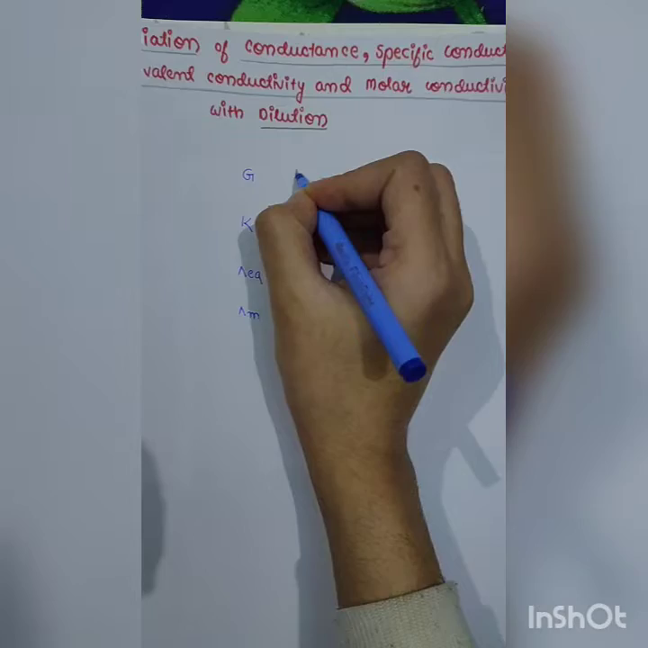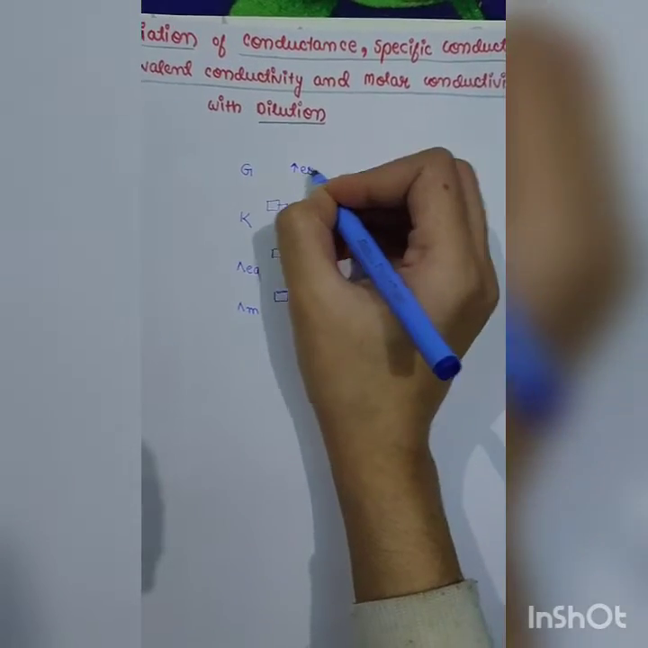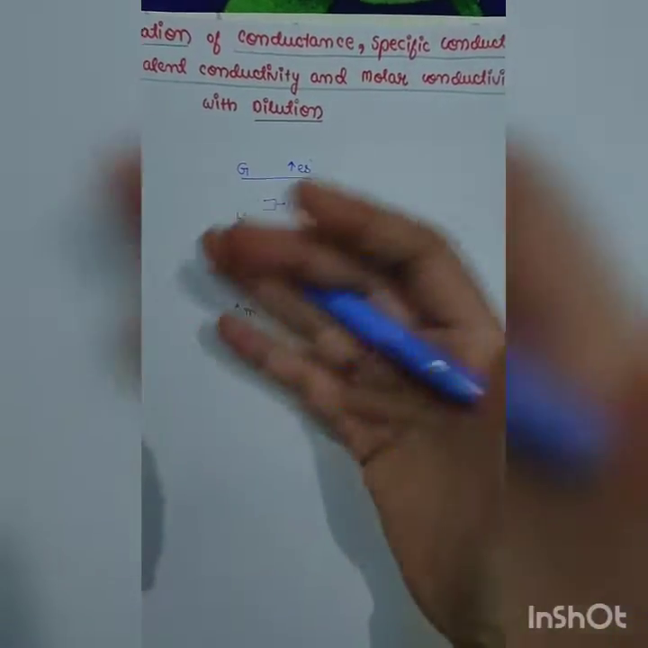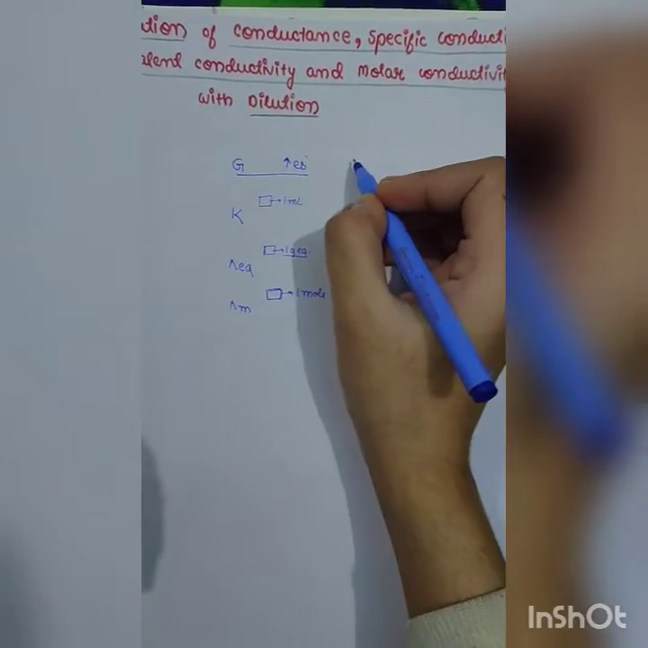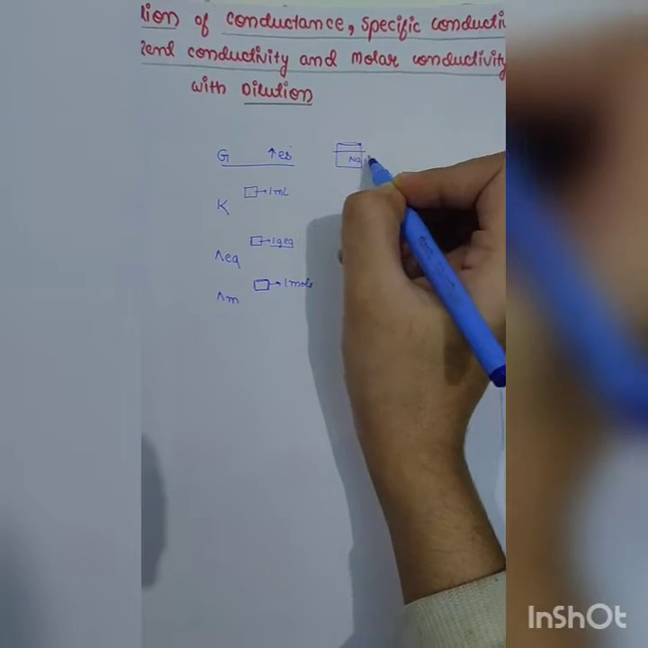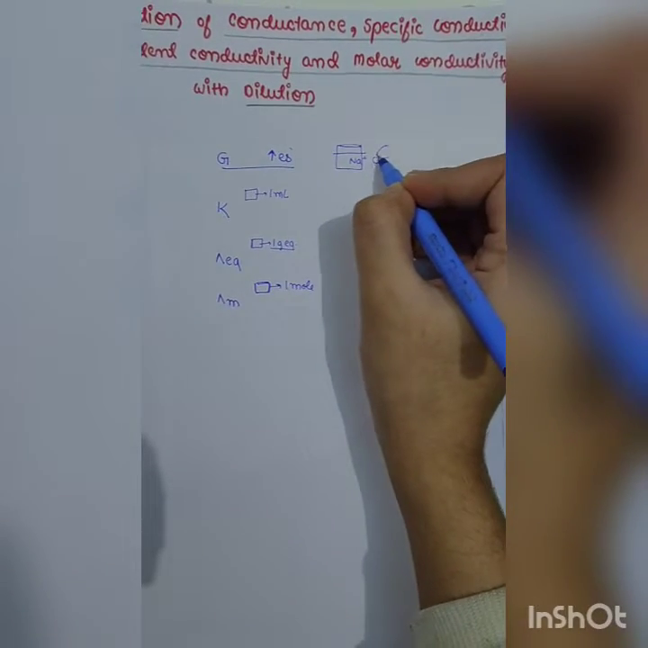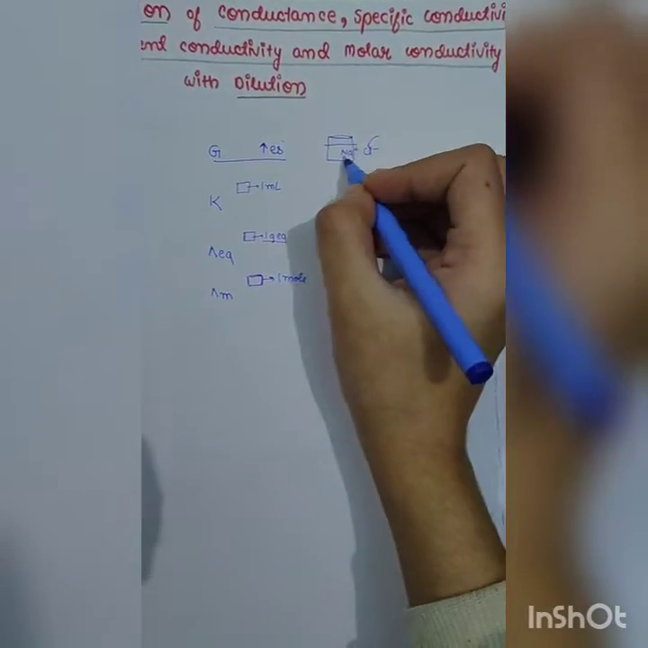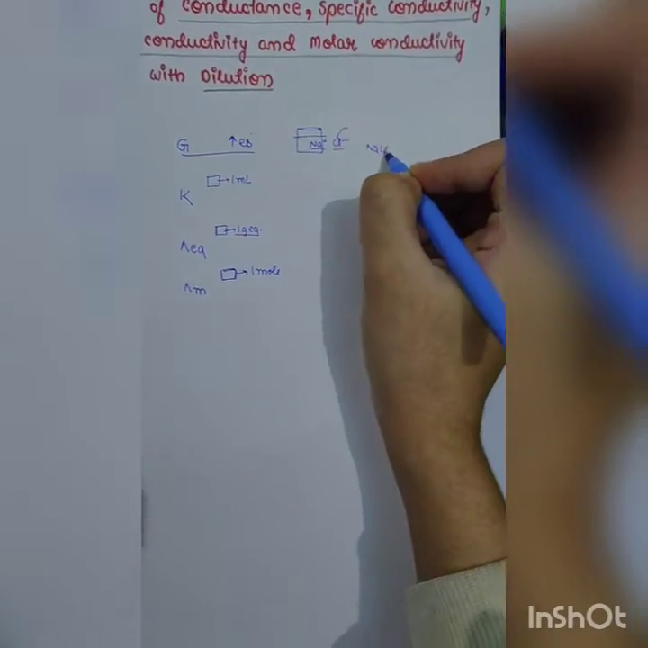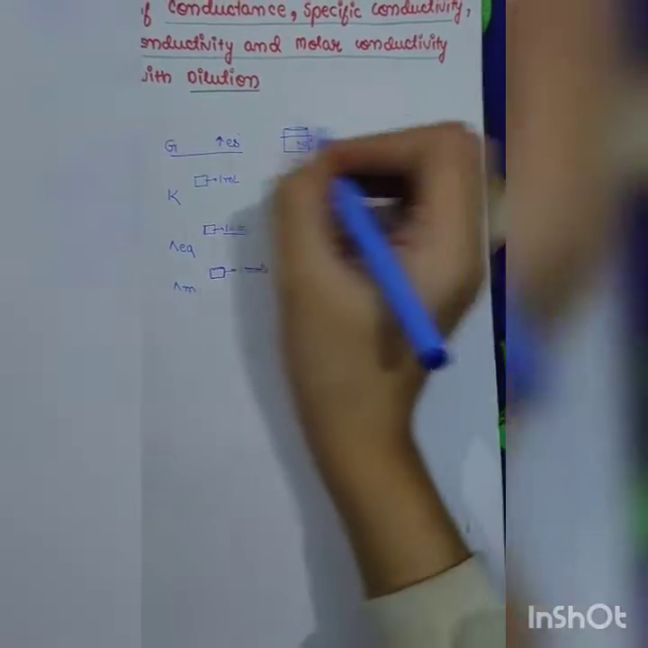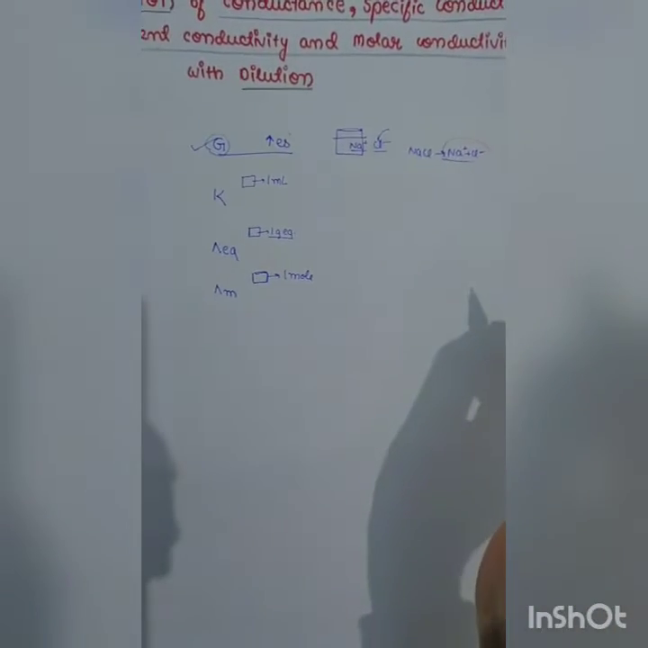So basically, conductance increases with increase in dilution. Why does this happen? Because conductance is the ease with which the current is flowing, and this is due to ions. When we have a solution with ions like Na positive and Cl negative, and we add water, more ions will be produced, more NaCl will decompose to form Na positive and Cl negative. So ions increase, and because of the increase in ions, conductance will also increase.